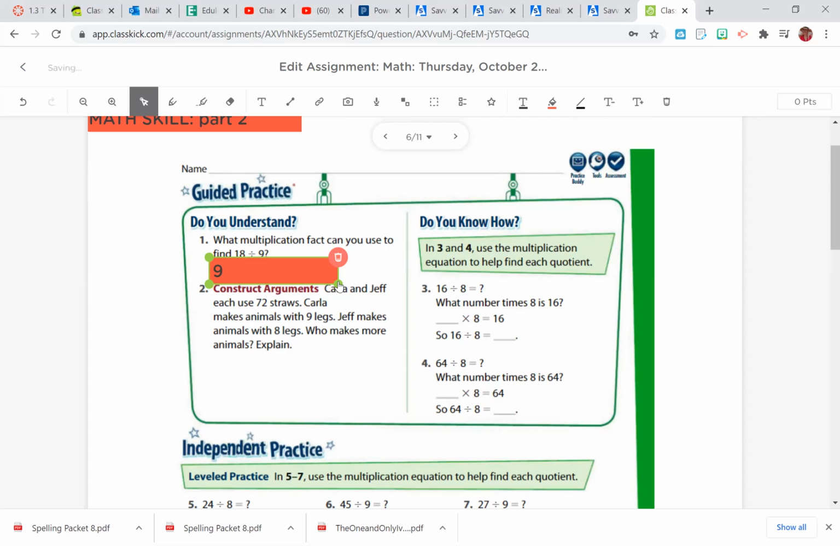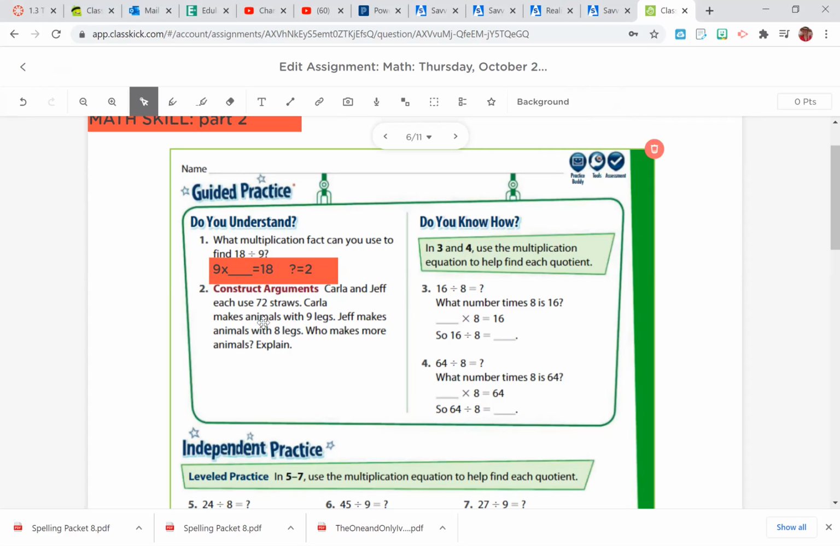And our factors go at the beginning. So I put my largest number at the end in a multiplication problem. That's how we could solve 18 divided by 9. Now, what times 9 equals 18? 2. So our question mark equals 2.